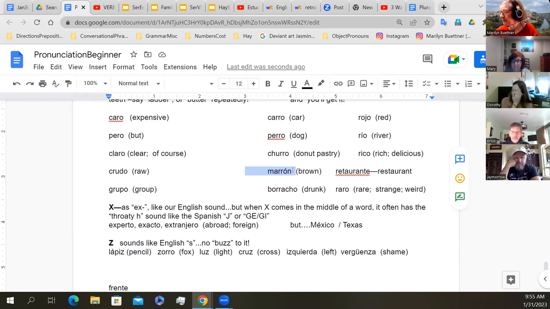Why is there an accent mark on that O at the end? The accent mark does not mean that you change the pronunciation of the letter O. All right. So O with an accent mark sounds like O. It doesn't change the sound of the letter. It changes the stress on the word. Okay. It shows where to stress a word.